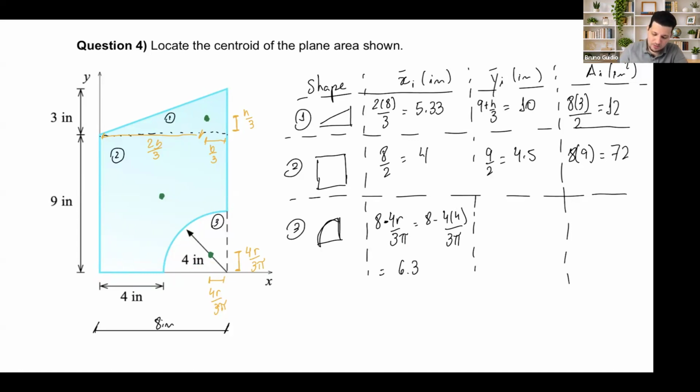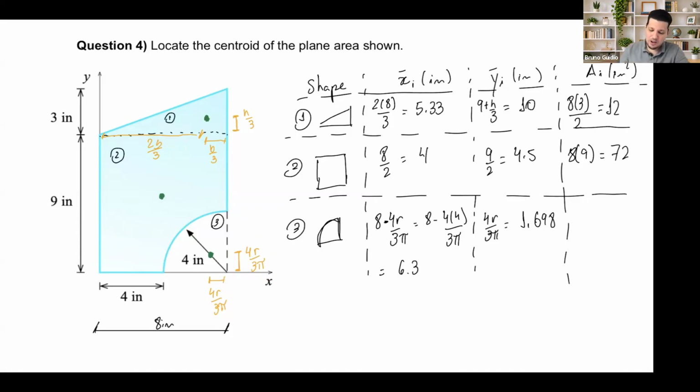Y is different. It's just 4r over 3 pi. In my calculation, I have 1,698.